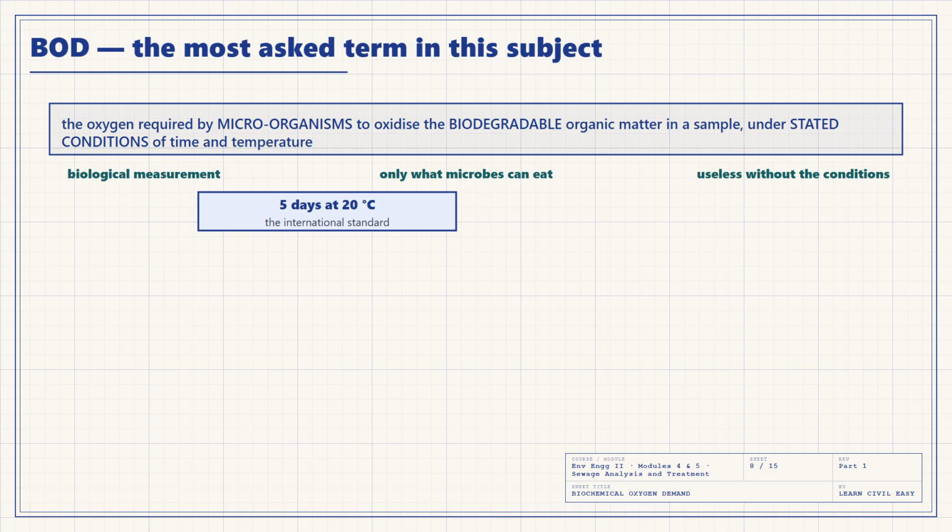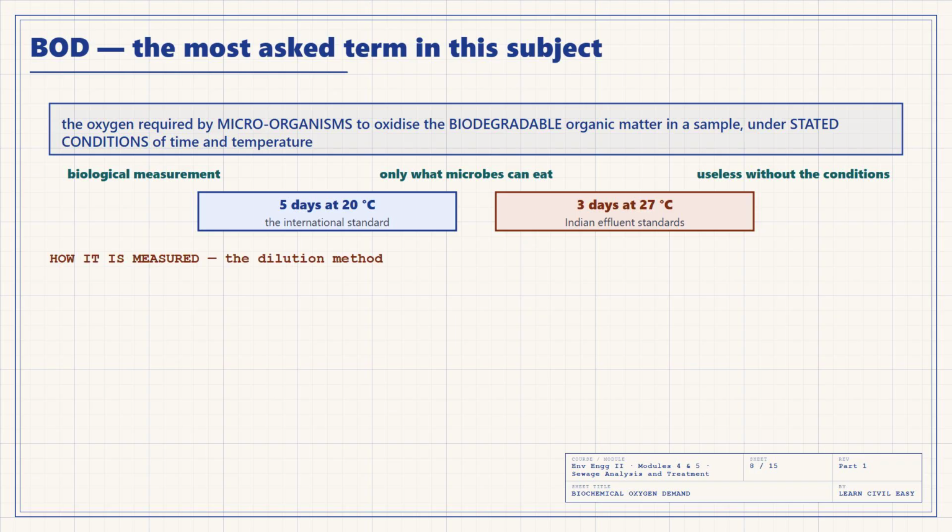The international standard is 5 days at 20 degrees Celsius. Indian effluent standards are written for 3 days at 27 degrees Celsius, because our climate is warmer. How is it measured?